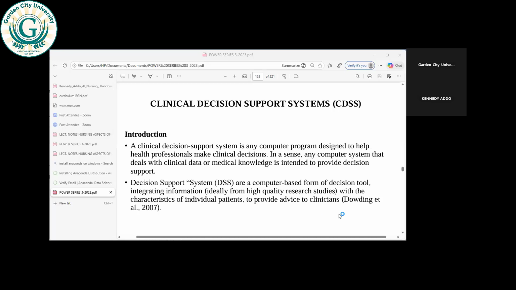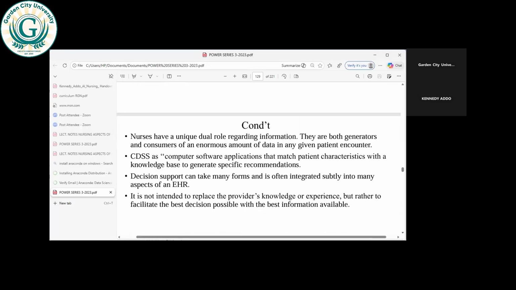So these are also noted as computer-based decision tools, integrating information with the characteristics of the individual patient to provide advice. When I talk about characteristics of our patient, you're looking at their demographic information, their medical history, and any other relevant information that pertains to our patient in terms of decision making. And all these are meant to provide advice to the clinician.